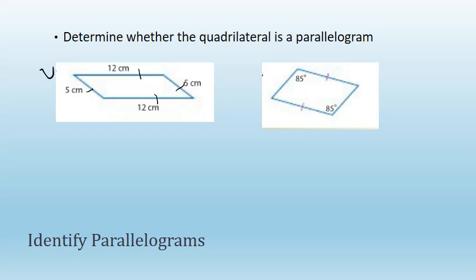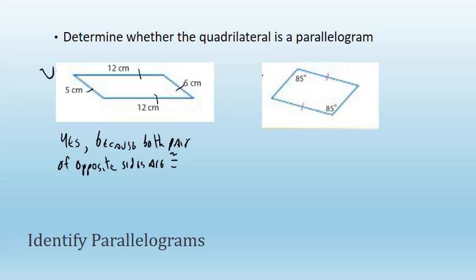And so we can say, yes, this is a parallelogram because both pairs of opposite sides are congruent. Okay, simple enough. Now, what about this next figure? We have to be careful here.